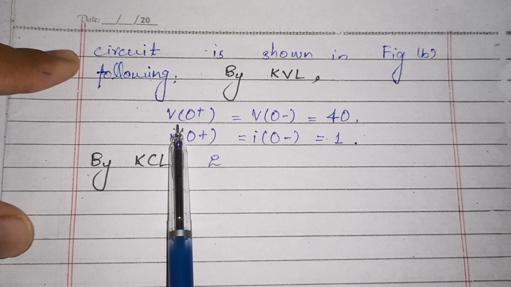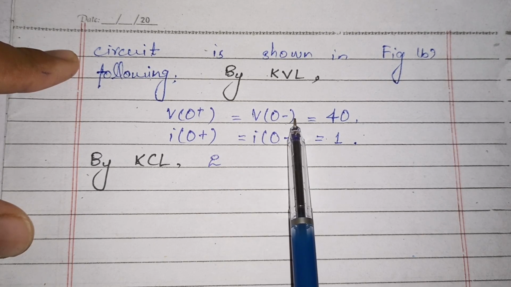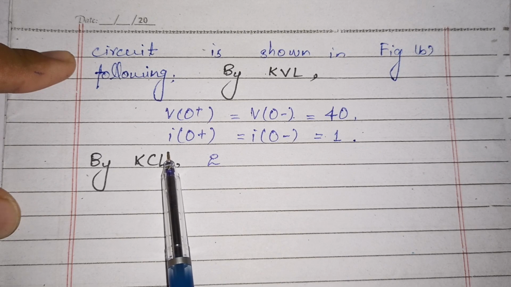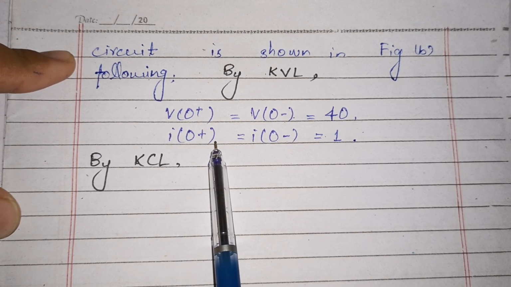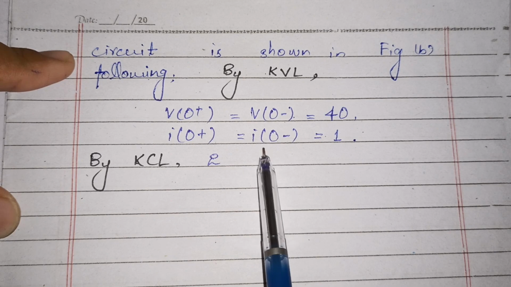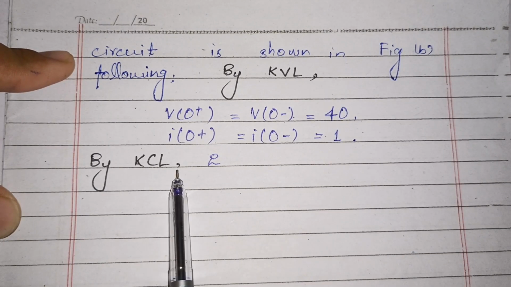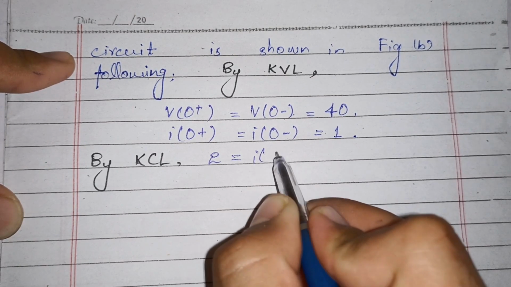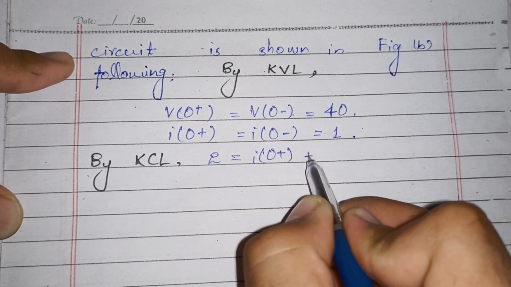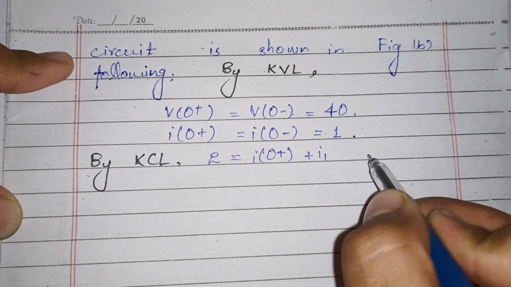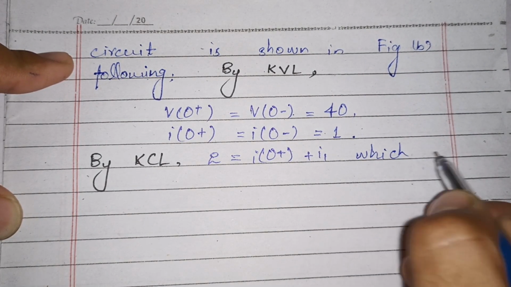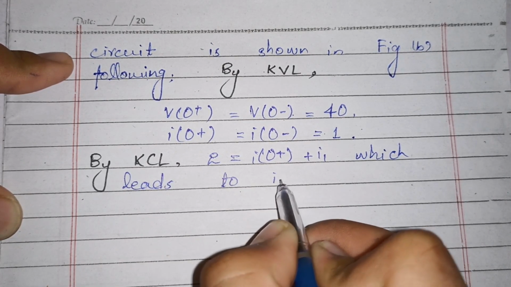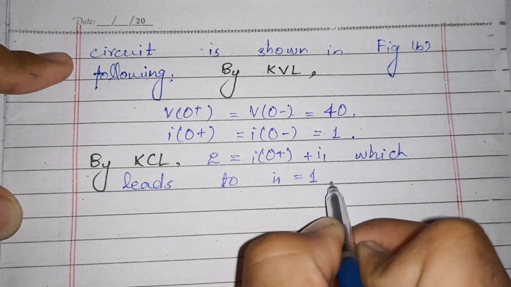By using KVL, V(0+) is equal to V(0-) is equal to 40, and I, the current, I(0+) is equal to I(0-) is equal to 1. Now by using KCL, the equation is 2 is equal to I(0+) plus I1, which leads to I1 is equal to 1.